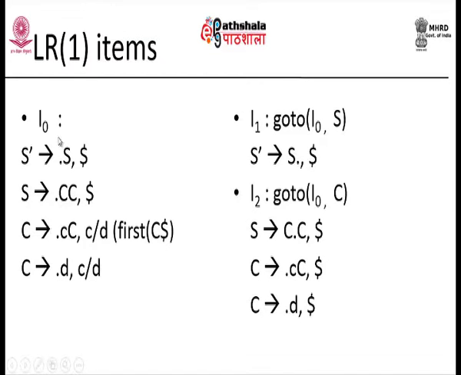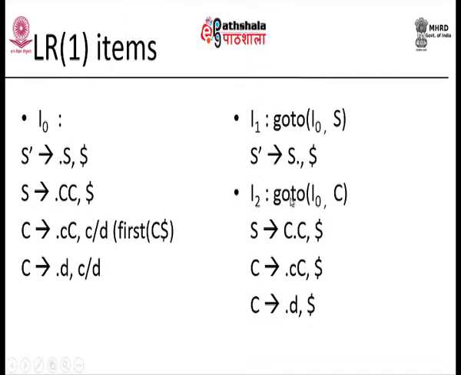Now, this is my item set. So, here I have alpha dot B beta. So, look at beta A's production. So, beta is epsilon here, therefore, this is dollar. Next one, B is capital C, beta is capital C. So, beta A's first is going to be C slash D. That is what I have got here. Now, goto of I naught comma S will be shifting the dot by one position to the right and having the dollar as it is. So, S dash produces S dot comma dollar.